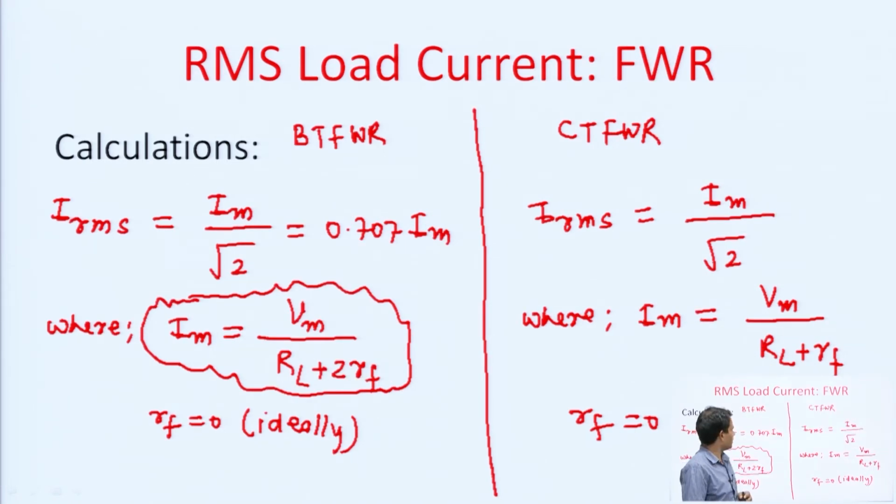Now, RMS load current. Similarly, IRMS is equal to Im upon root 2, that is 0.707 Im, and Im is equal to Vm upon RL plus 2 Rf for bridge type, and for center tap IRMS is equal to Im by root 2 and Im equal to Vm upon RL plus Rf. Ideally Rf equals 0. So, this is all about the DC and RMS current and output voltage for various rectifiers.